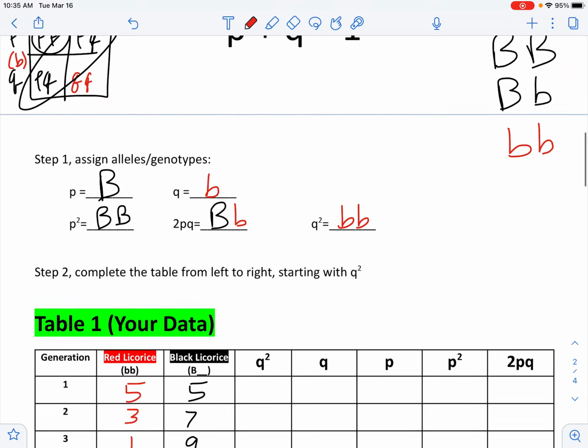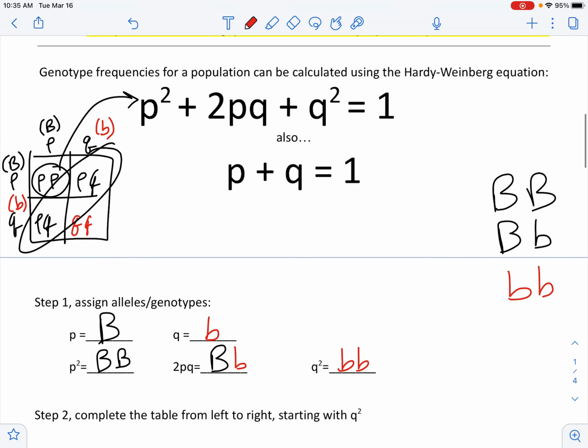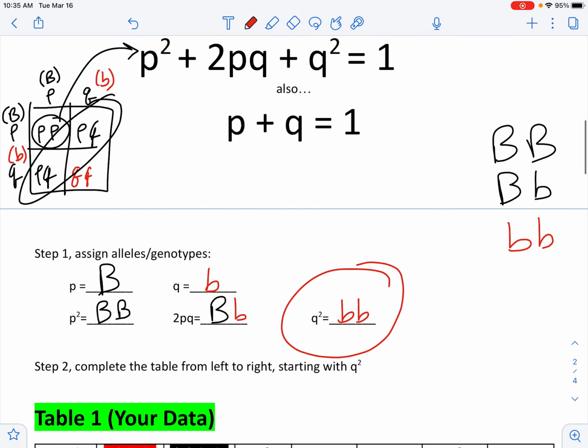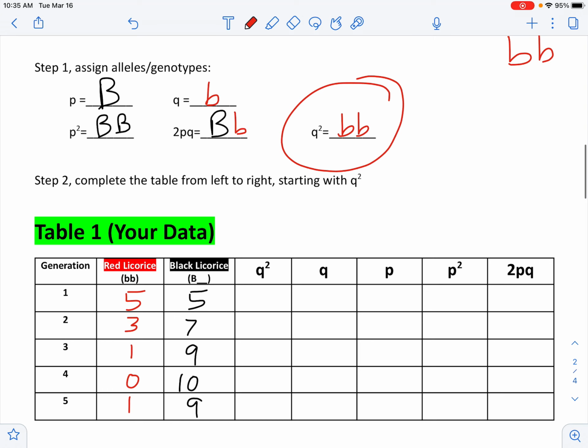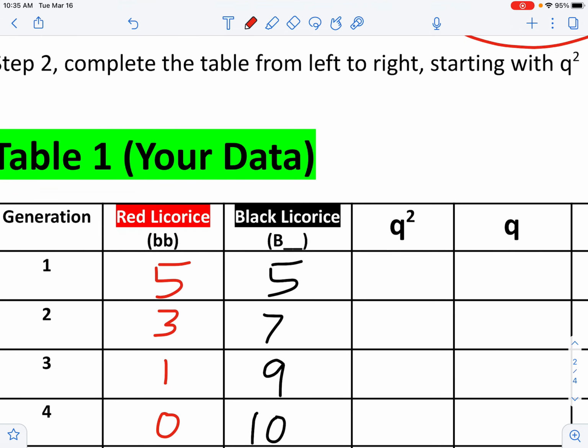Okay, what is Q squared? Well, again, Q squared is the recessive genotype. That's all that it's saying. It's the recessive genotype. So if we had 5 of our licorice varieties, 5 of 10, right? Because there were 10 total, 5 and 5 is 10. There were 10 total. So 5 out of 10 were red. And then what is that in decimal form?